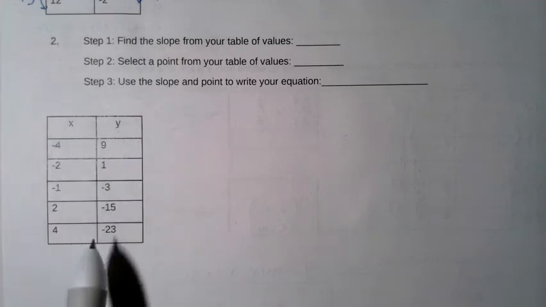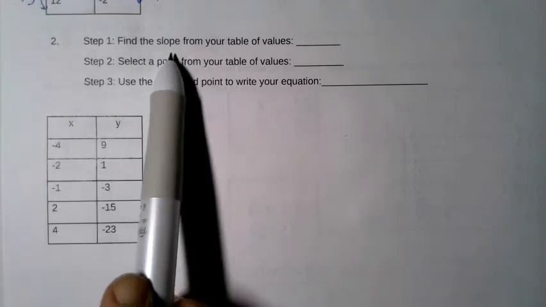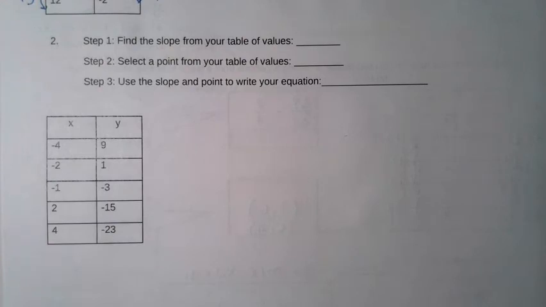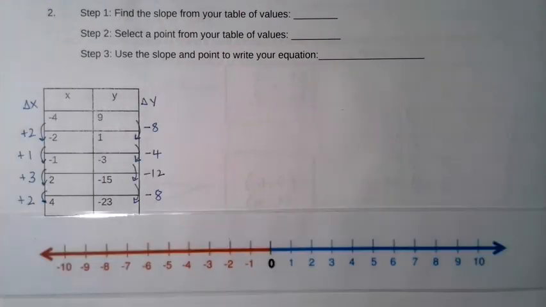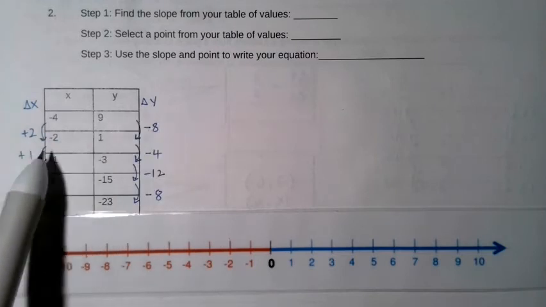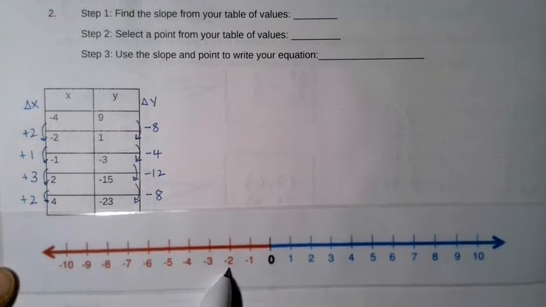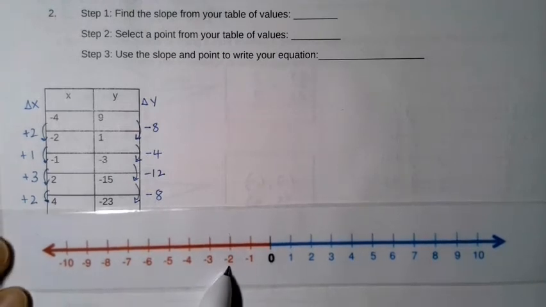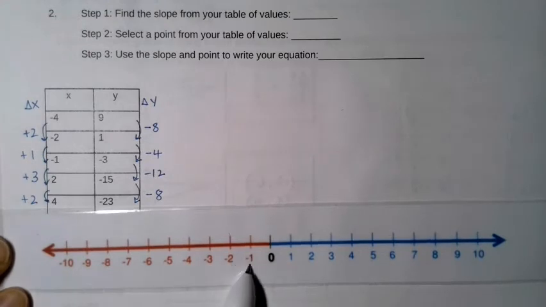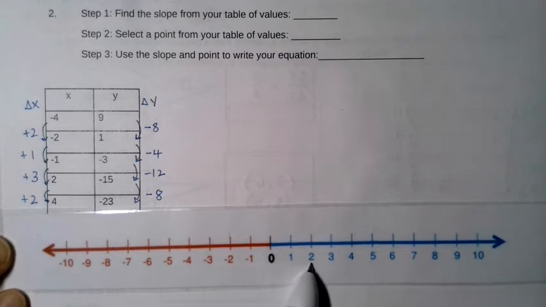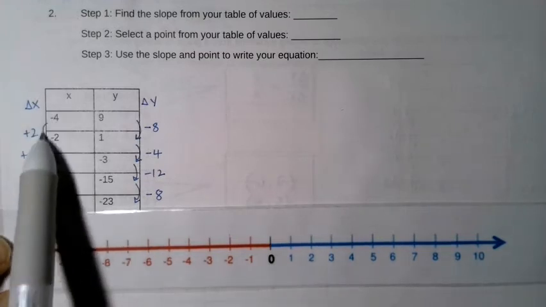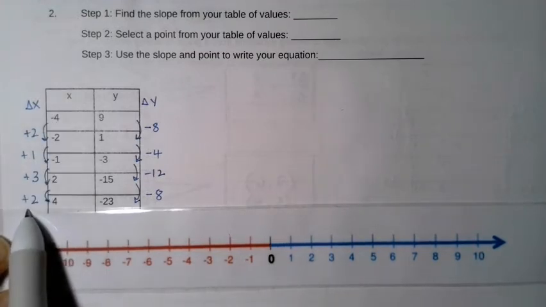Looking at number 2's table, start with step 1 and find the slope from your table of values. When I'm looking at my change in x and change in y, from -4 to -2 is going to the right 2. From -2 to -1 is going to the right 1, so that's plus 1. And going from -1 to 2 is 1, 2, 3 units, so it's increasing by 3. And from 2 to 4 is increasing by 2. So you see we have different values in here. That doesn't mean this is not a linear function, but we do need to see what the change in y is.